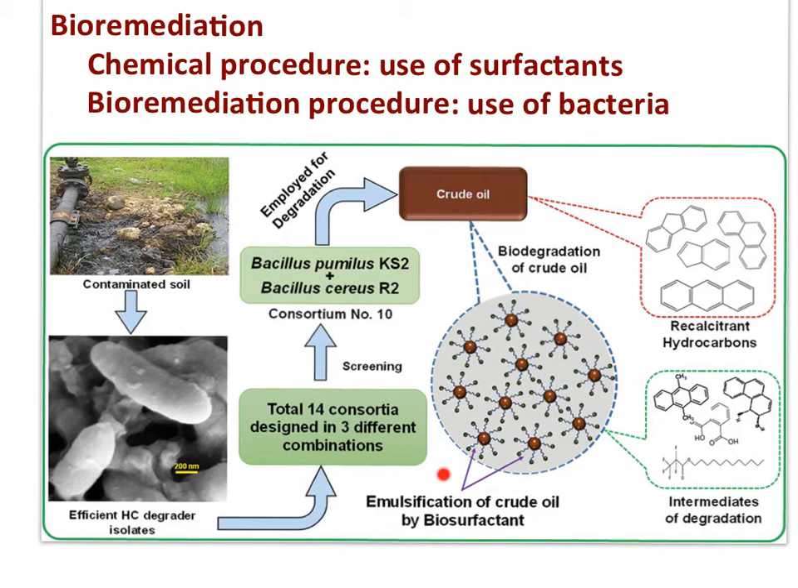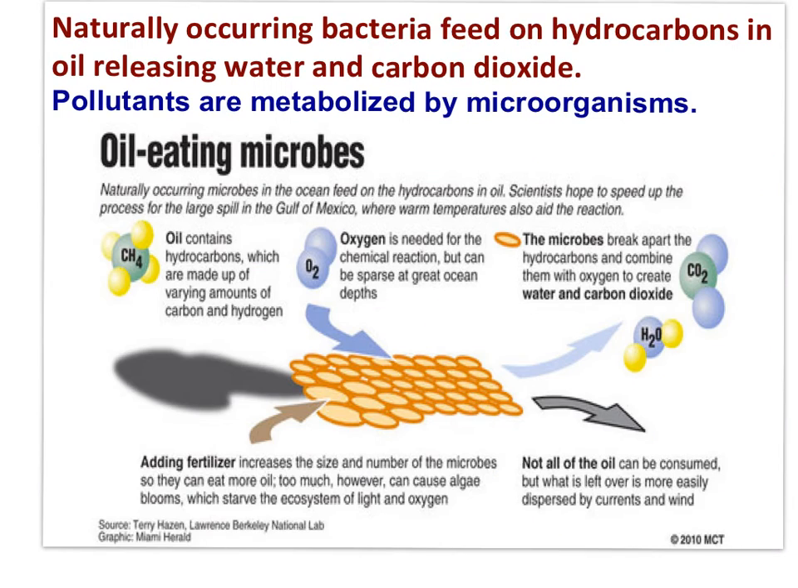Microorganisms, along with dispersal agents, here referred to as surfactants, are sprayed onto the oil to metabolize the pollutant. Here is another slide referencing the degradation of oil by naturally occurring bacteria. Microbes are small and they reproduce quickly, sometimes with the help of fertilizers. The degradation of the pollution results in the release of harmless products such as water and carbon dioxide.